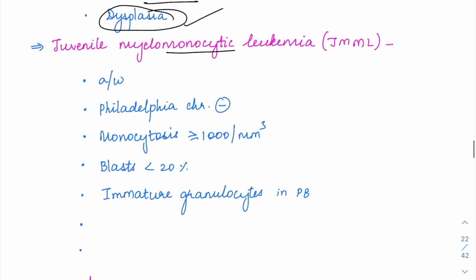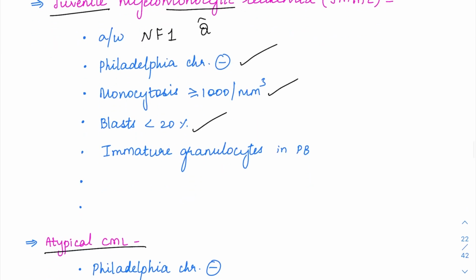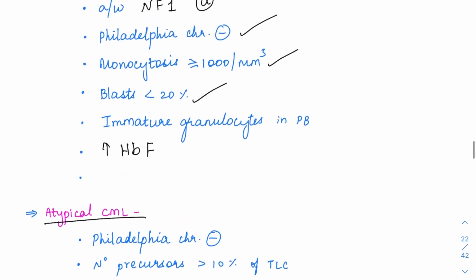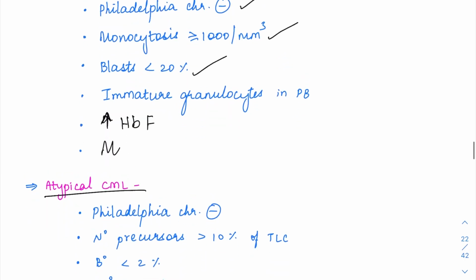In JMML, if you see, it is also associated with negative Philadelphia chromosome. There is no Philadelphia chromosome. Then monocytosis is again going to be more than or equal to 1000. And then blast count is again going to be less than 20%. But here, since it's juvenile, it is going to be seen in children, and it is associated with NF1. So neurofibromatosis 1. So NF1 is associated with JMML. Apart from that, there are going to be immature granulocytes in the peripheral blood. And classically, you are going to have elevated HbF levels in these patients, and monosomy 7.